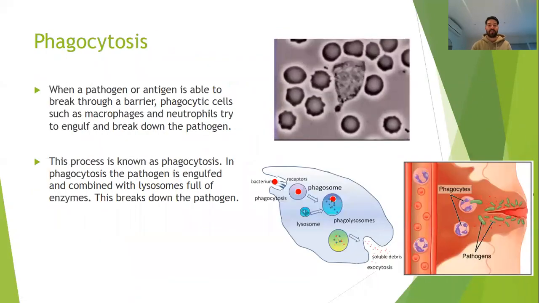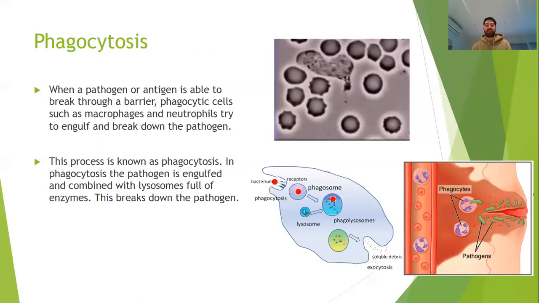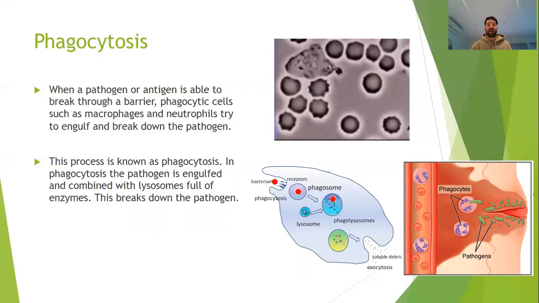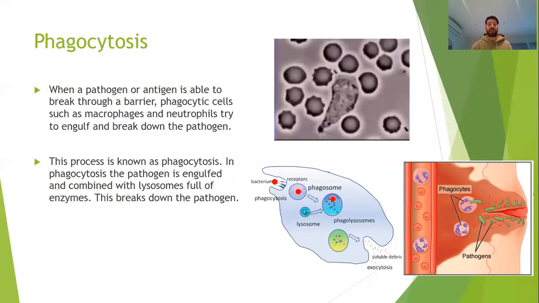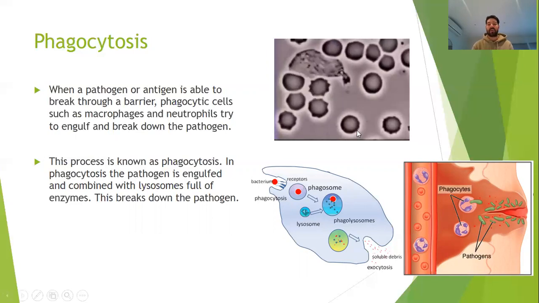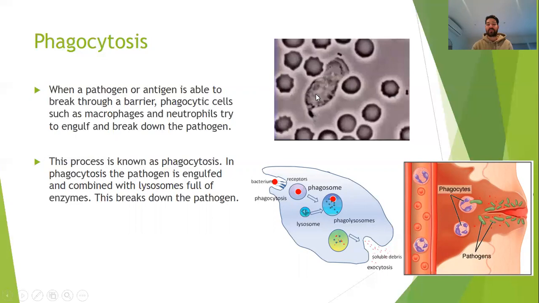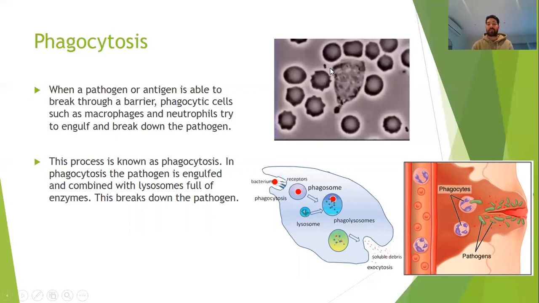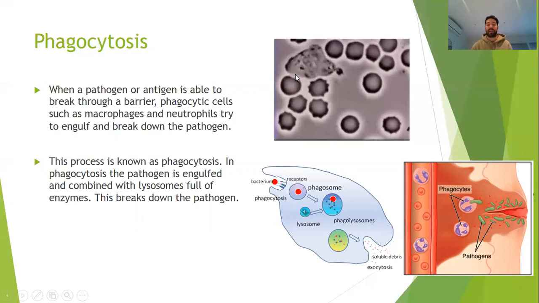So phagocytosis is when a pathogen or antigen is able to break through a barrier, and a phagocytic cell will actually go and engulf that. You can see in this moving GIF here, this phagocytic cell going after a bacteria, and you can see it engulfs it and takes it in and starts to break it down with some enzymes.